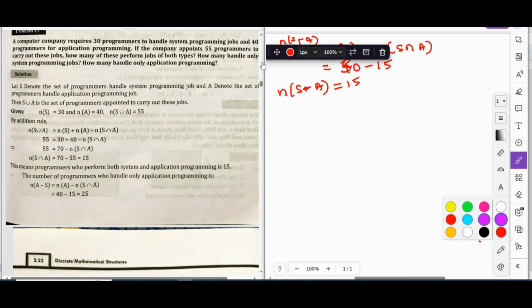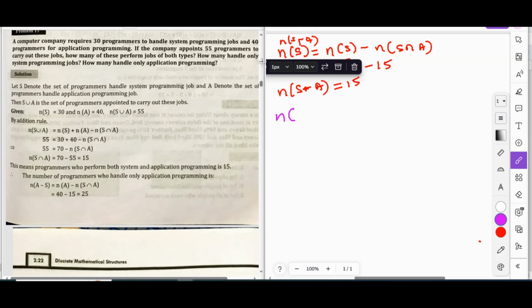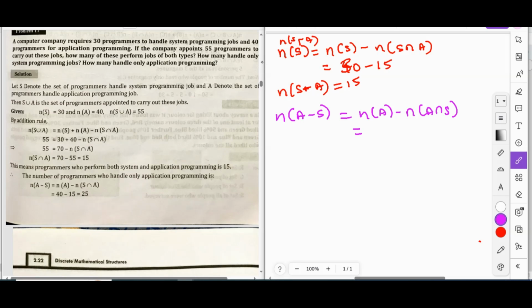So the same way you will be finding for the other one, the number of programmers who can handle only application programming will be a, that will be n of a minus n of a intersection s. So n of a is how much? N of a we have is 40. So 40 minus 15 is 25. So 25 programmers can handle only application programming.